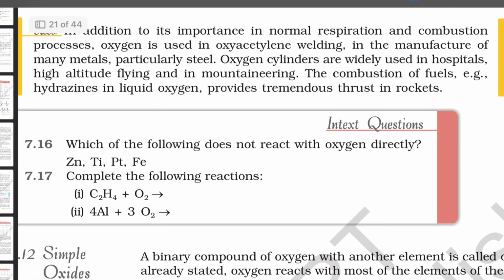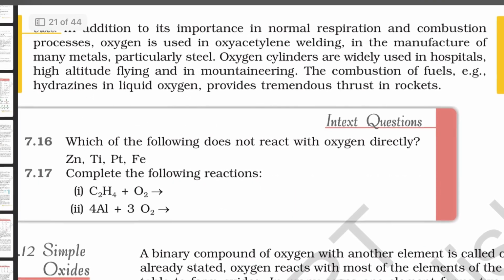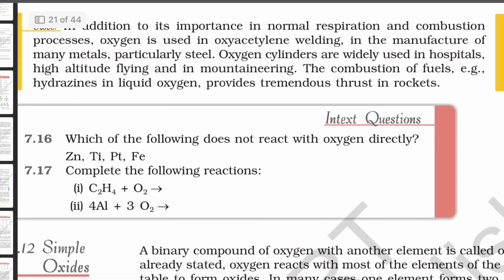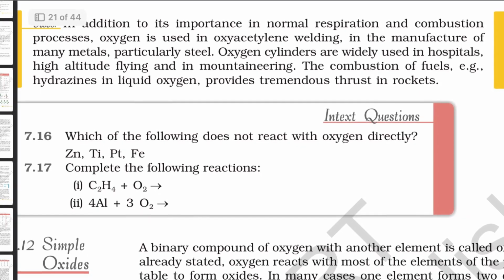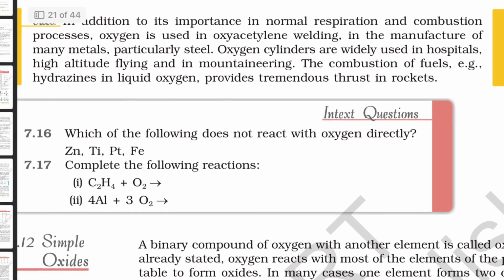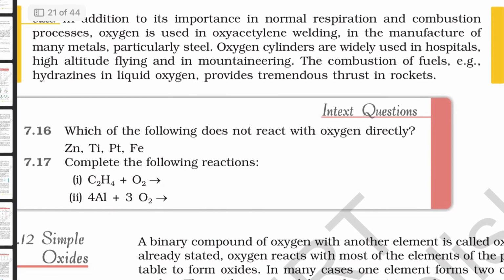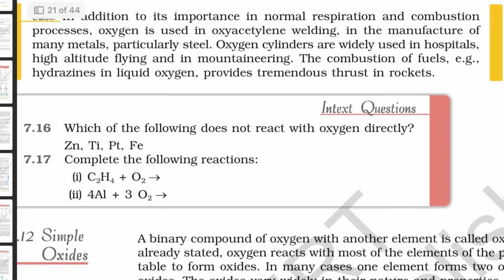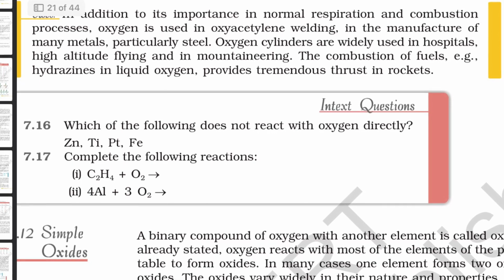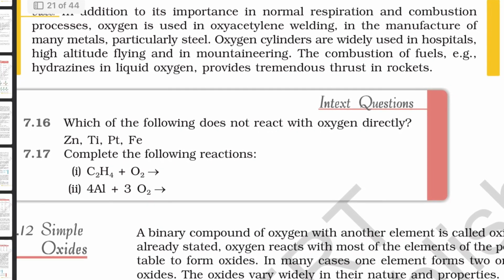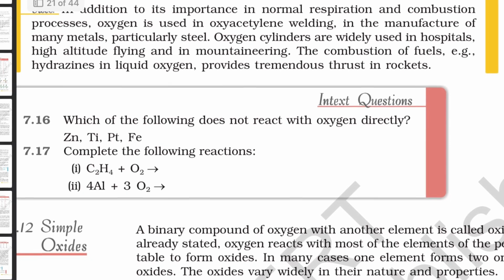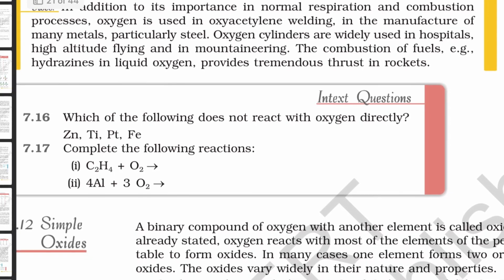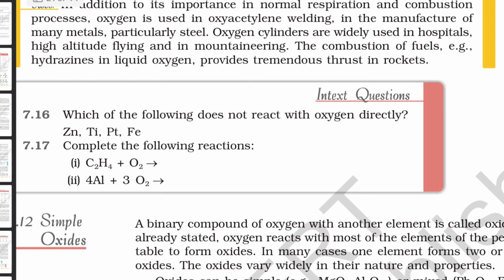In addition to its importance in normal respiration and combustion processes, oxygen is used in oxyacetylene welding, in the manufacture of many metals, particularly steel. Oxygen cylinders are widely used in hospitals, high altitude flying, and in mountaineering also. The combustion of fuels, hydrazines in liquid oxygen provides tremendous thrust in rockets.